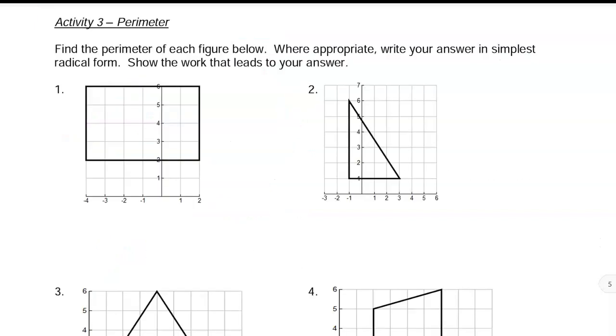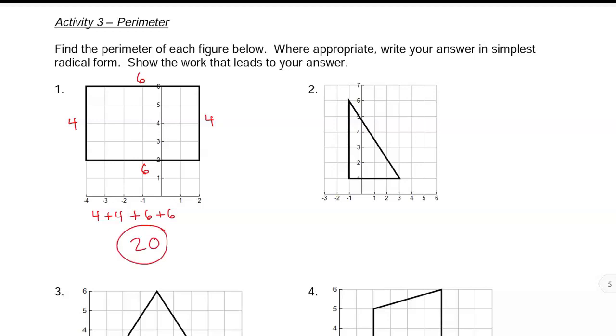We're going to practice this method finding the perimeter of different shapes. So the perimeter of the first shape is a rectangle. I'm going to count the units. There are 6 units on this side, which means there's 6 units on the top. There are 4 units on this side, so there are 4 units on that side. So I'm going to add up the sides. 4 plus 4 plus 6 plus 6, and I'm getting 20.